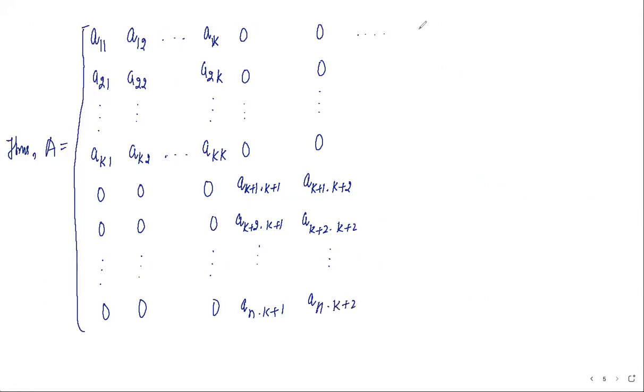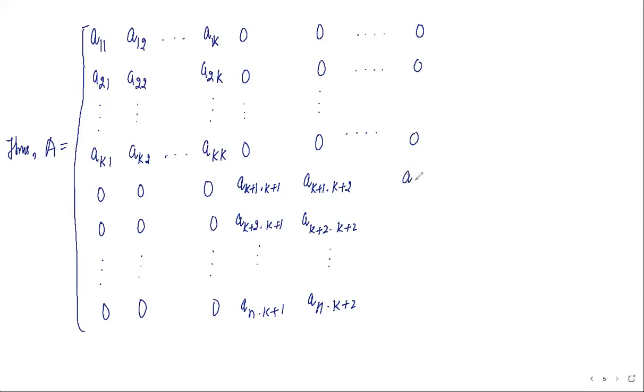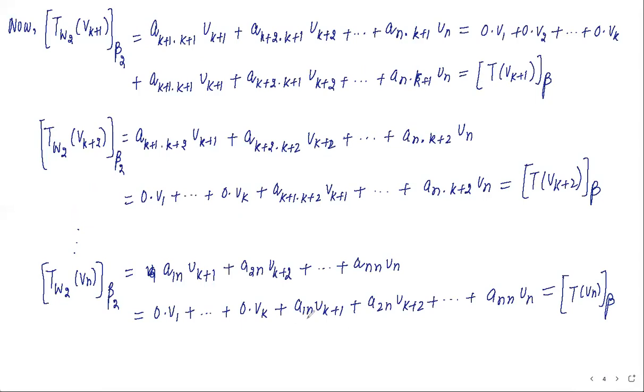Similarly, the last column will have its first k coordinates equal to 0, 0, 0. And then here we have a1n, a2n, and so on. Sorry, we have written it wrongly; it should be a(k+1)n. So let us refine it, because it's in the (k+1)th column, (k+1)th row.